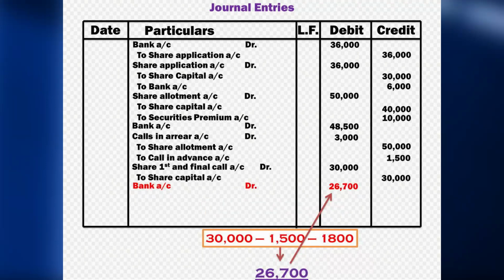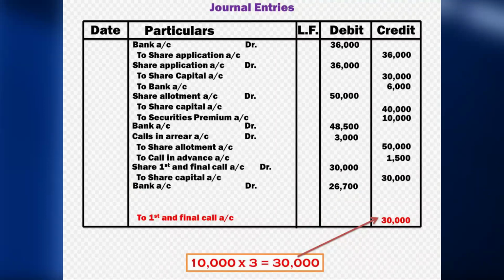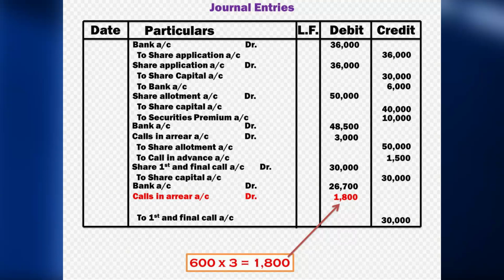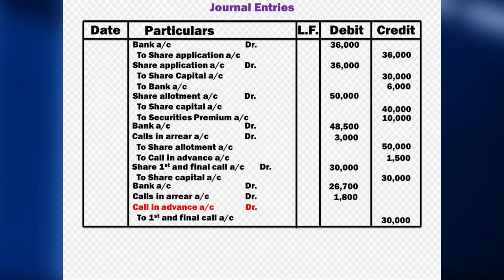And to first call account, 10,000 into 3, 30,000 rupees, because we have to close the first call account. And calls in arrear debit 1,800. That is 600 into 3. And calls in advance debit 1,500. Means now calls in advance of last installment is being adjusted, being closed. That is 500 into 3. So in the previous journal entry, calls in advance was credited 1,500. Now it has been adjusted by debiting. Now calls in advance account is totally closed.